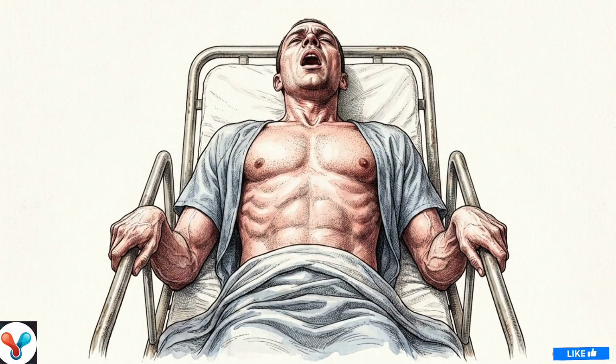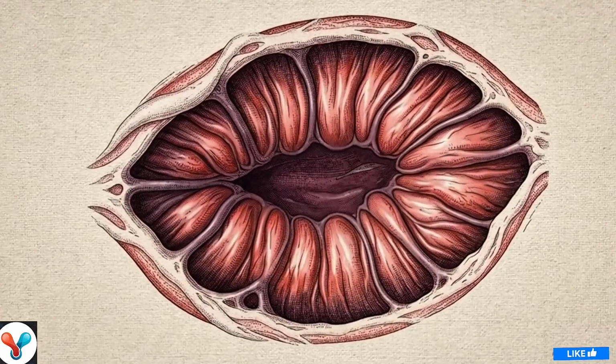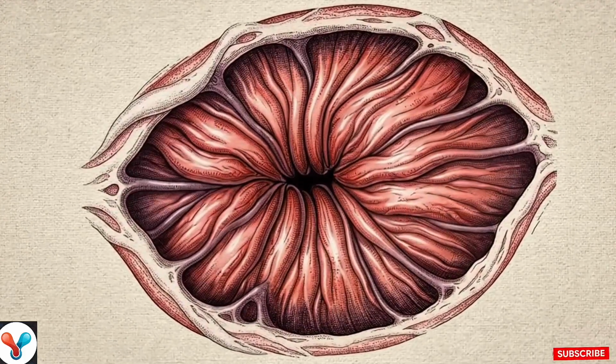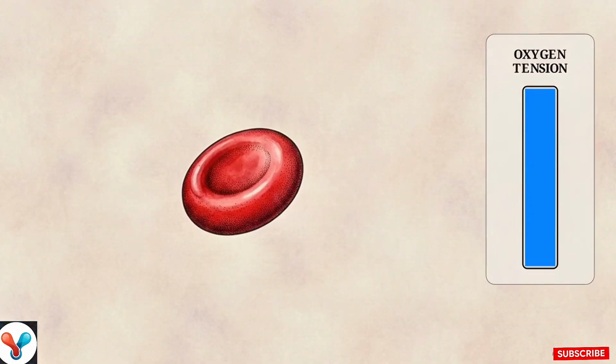A 22-year-old man presents in the emergency department gasping for air. His oxygen saturation is plummeting, and his lungs are failing, but there is no fluid, no infection, and no visible obstruction. To understand why he is suffocating, we have to look at the physics of the red cell.